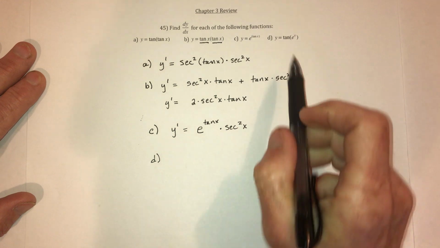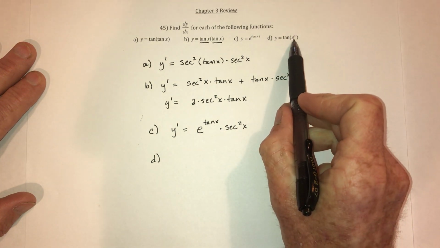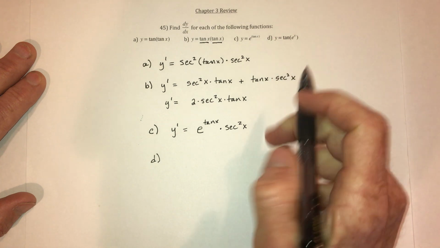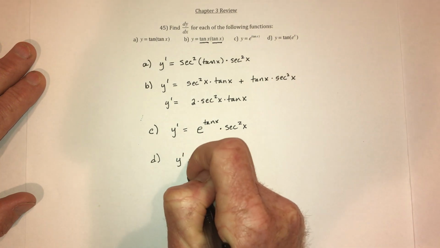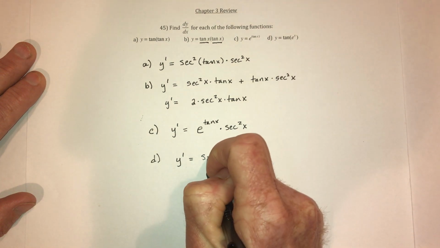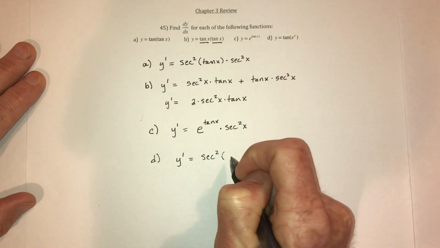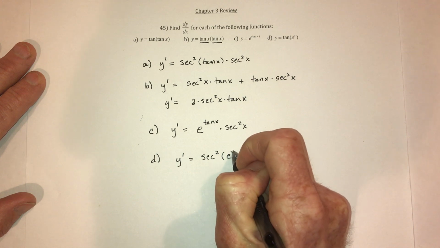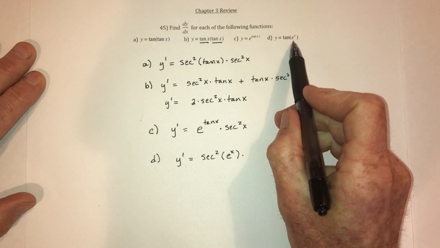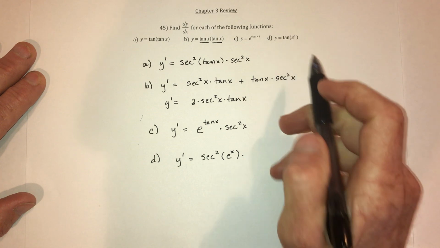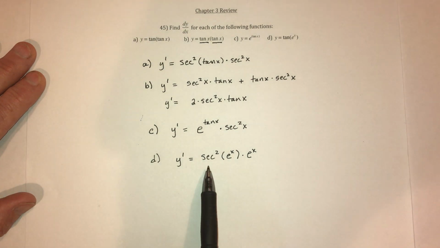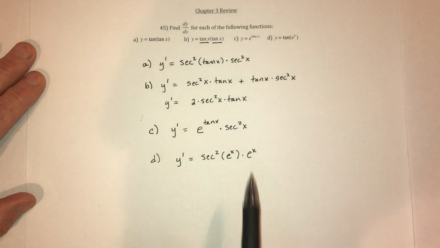Then for part D, so this e to the x got substituted into the tangent function, so we'll be using the chain rule. So it's going to go take the derivative of tangent, which is secant squared, and whatever's in the parentheses just stays there. Now do the chain rule and take the derivative of this e to the x, which is e to the x. And this one cannot be simplified, so it's finished.